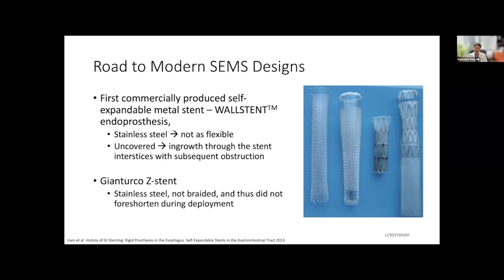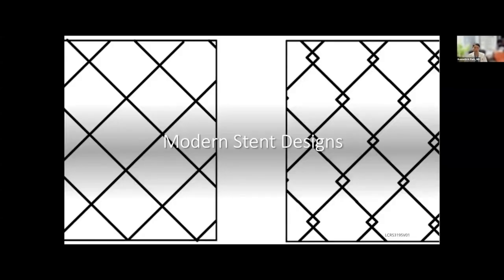And then there's another sort of different type of stent design, the Gianturco Z stent. They were also stainless steel, but they weren't braided. So they had the benefit of not foreshortening during deployment, but also because of its innate stainless steel design, it was still very hard and a very high axial force stent, which we'll go over what that means.